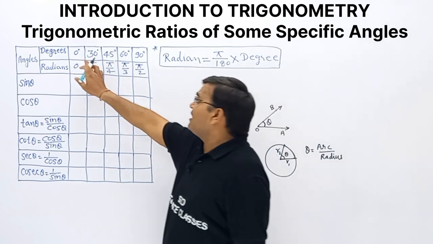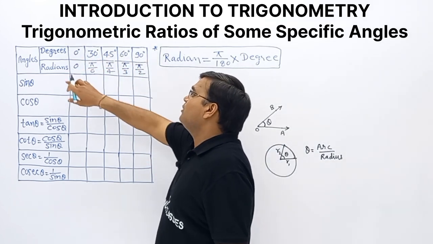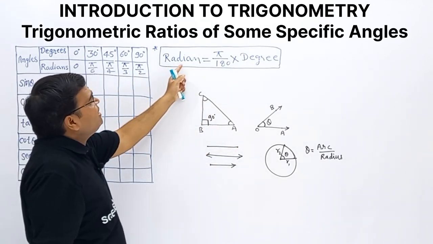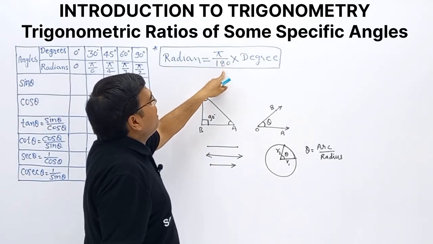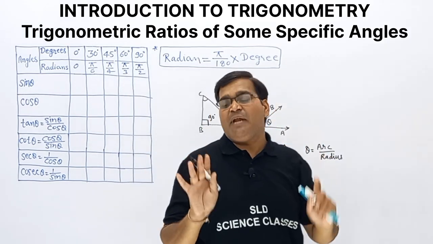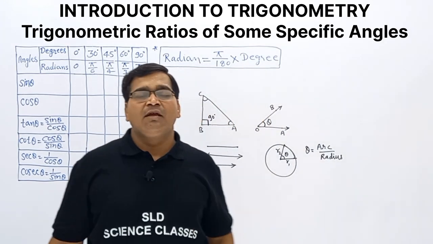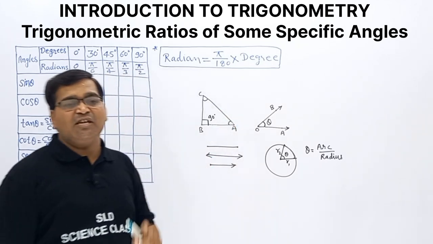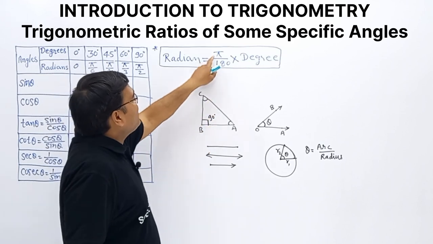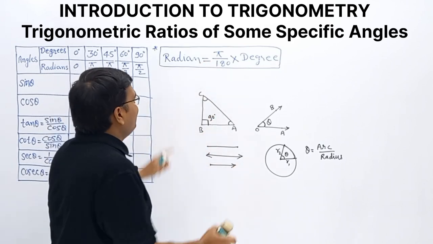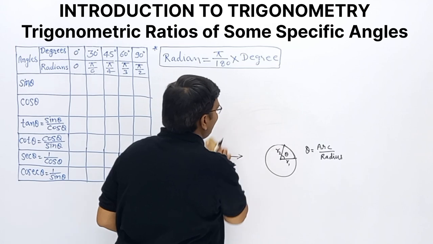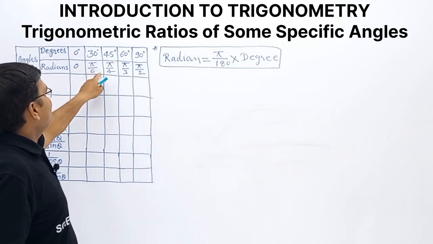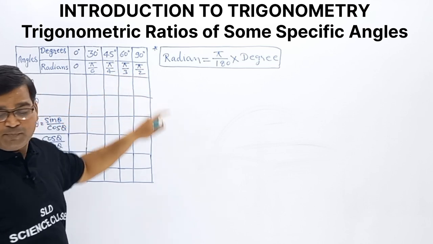Radian. So once we have degree, how will we convert it into radian? We have one formula. What is the formula? Radian equals pi upon 180 into degree. Once we multiply any degree by pi upon 180, we get the radian value. Observe how we get radian: 0, pi upon 6, pi upon 4, pi upon 3 and pi upon 2.